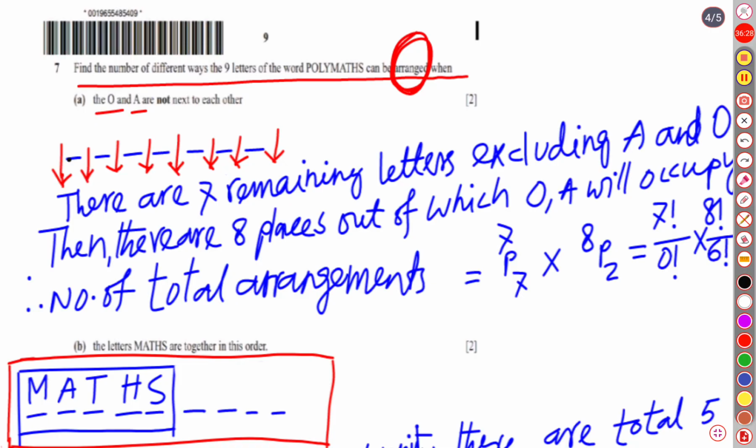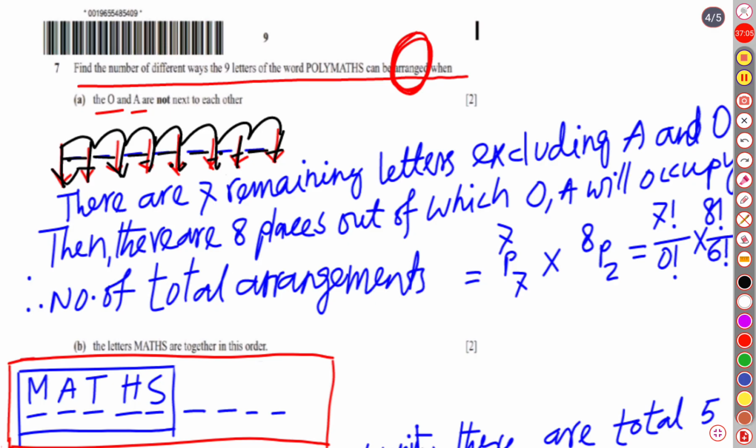So one place, 2 place, there are 7 total, 3 4 5 6 and 7. So the rest 7 can interchange their positions. But what about O and A? O can be either over here or over here, over here. That means there are actually 8 places for O and A. How many? There are 8. 1 2 3 4 5 6 7 8. There are 8 places available for O and A.